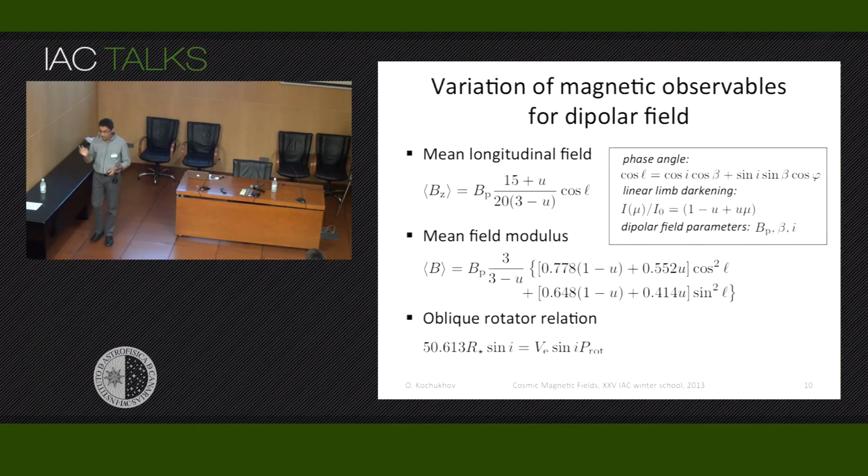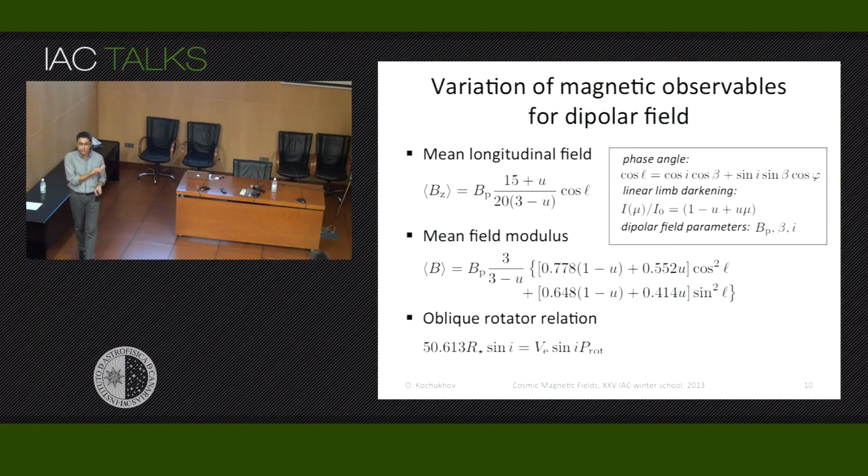I mentioned that there are analytical formulas relating magnetic observables, such as the mean longitudinal magnetic field and mean field modulus, with the parameters of the dipolar field. So for these stars, one can make very simple models by just fitting these formulas to observations of these observables. In particular, one can deduce the dipolar field strength, the inclination of the dipole relative to the rotation axis of the star, and even the inclination of the stellar rotation axis, so what angle the rotation axis makes to the line of sight. And actually that contributes to some general understanding of stellar populations.